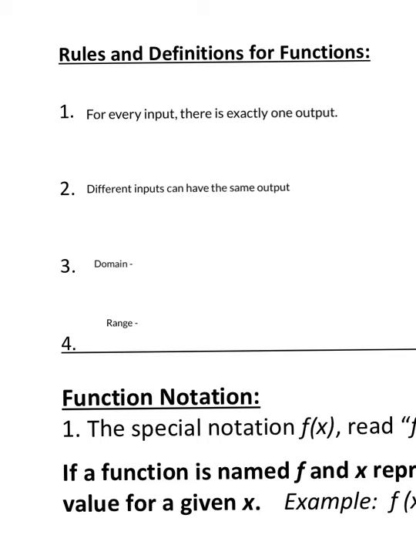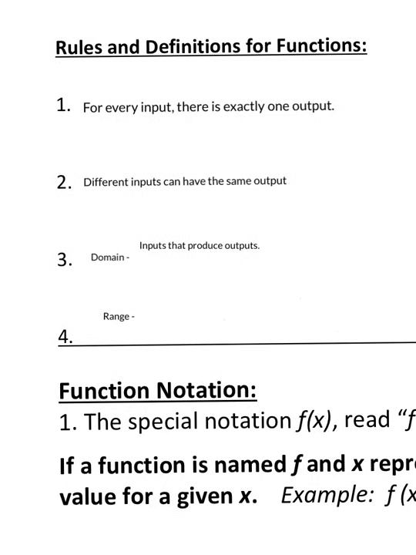So what we find is the definition of domain: inputs that have or produce outputs. Those are the values that are a part of the domain, inputs that produce outputs. And going back up to number 1, where it says for every input, that's for every input a part of the domain. We know that there's exactly one output for every input into a function that is a part of the domain.